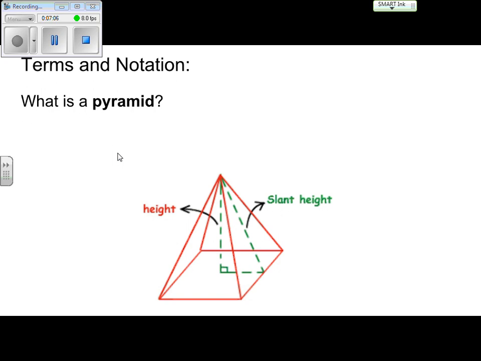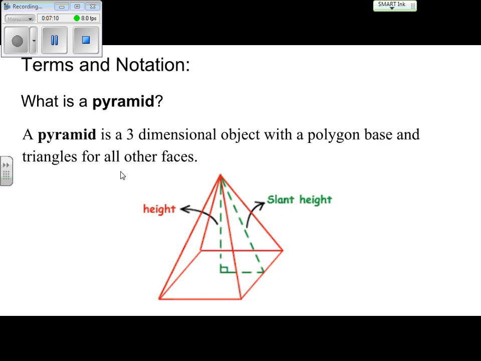So on to pyramids. What is a pyramid? Well, we've seen pyramids in the real world, lots of buildings or even statues, and certainly the famous ancient Egypt pyramids have this sort of similar appearance. And a pyramid is a 3-dimensional object with a polygon base and triangles for all of its faces. So what are the differences between a cuboid or prism and a pyramid? Well, again, a cuboid or prism has 2 bases. A pyramid only has 1.